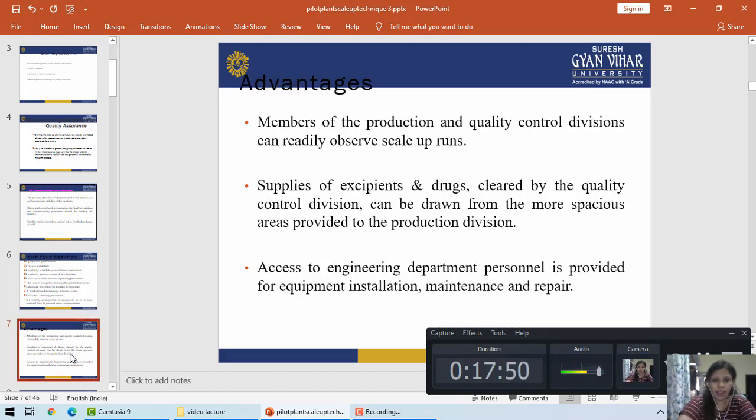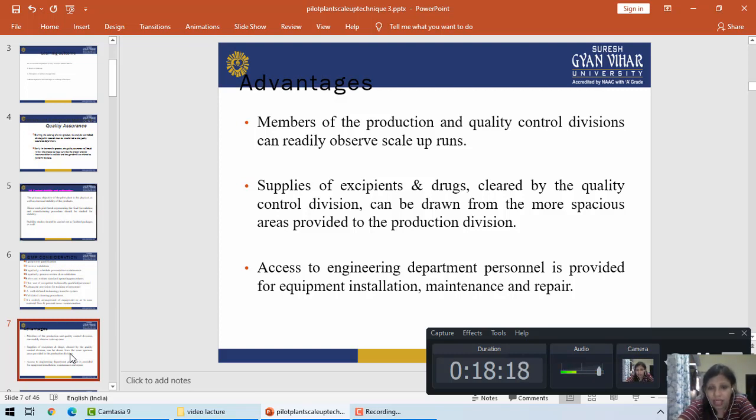Yeah, so next are the advantages. The advantages are that members of the production and quality control divisions can readily observe the scale up runs. This is the first advantage of the GMP consideration related to the pilot plant, that easy observation of the scale up by the members of production and quality control may be there.